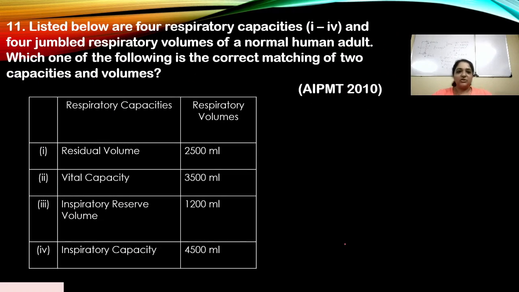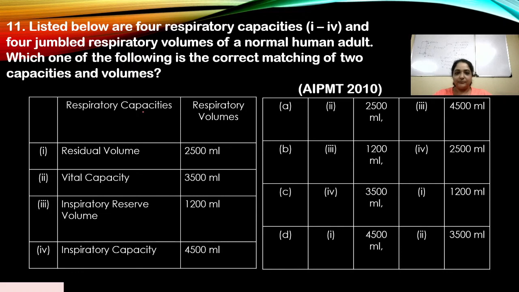Okay, so you have question number 11. Listed below are 4 respiratory capacities 1 to 4 and 4 jumbled respiratory volumes of a normal human adult. Which one of the following is the correct matching of capacities and volumes? So you have the respiratory capacities and the corresponding volumes over here, and they are jumbled up. So you need to find the correct option. Again, this is a very direct question, and you have a very direct answer. This appeared in 2010. And you have your A, B, C, D options.